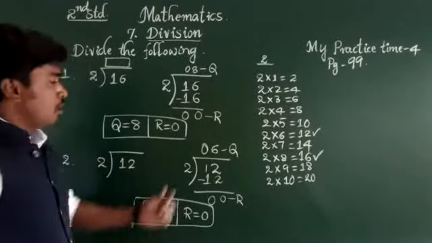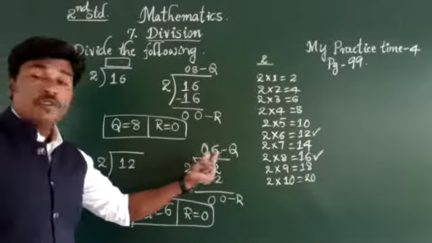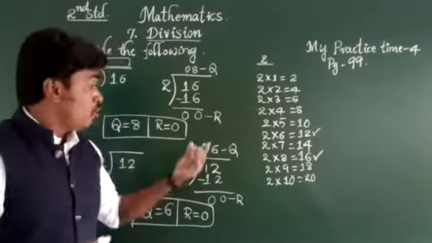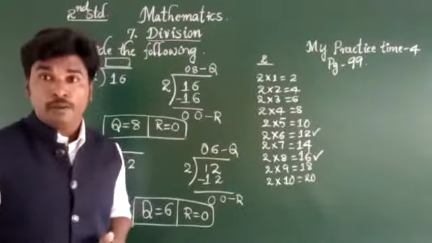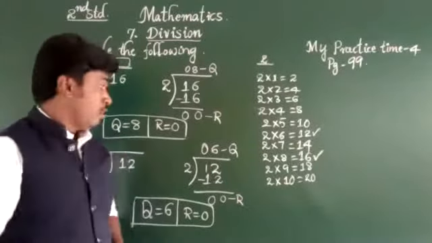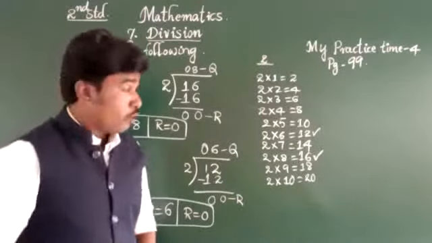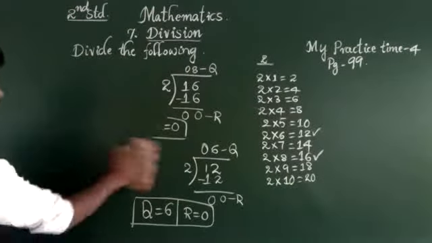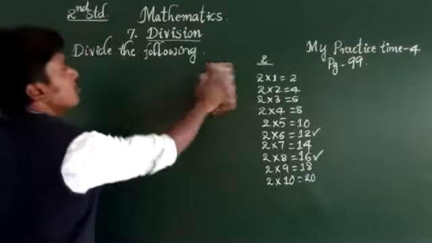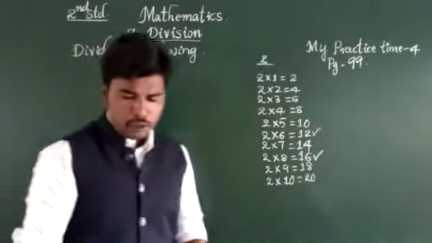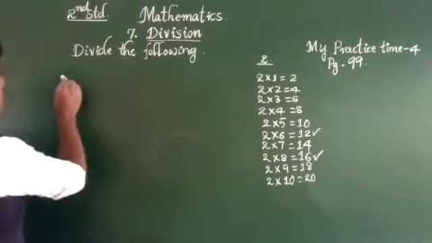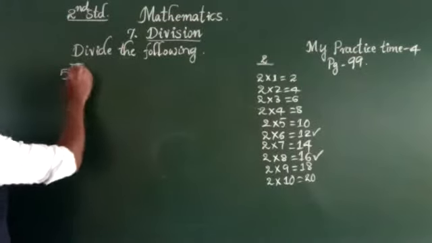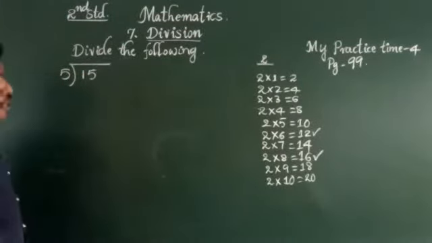Dear students, you don't think that 06 is nothing but 6 only. There is no change. Okay, so now I am going to take another problem. Please observe carefully. The third one I am going to take: 5 is the divisor, 15 is the dividend.